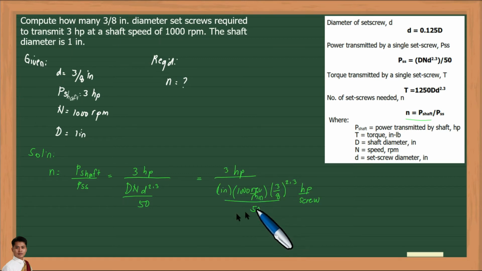So substituting all given values, we can solve the number of set screws here. So this is equal to 1.43. Therefore, we can say that the total number of set screws needed are 2.